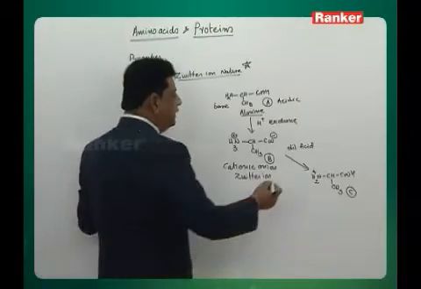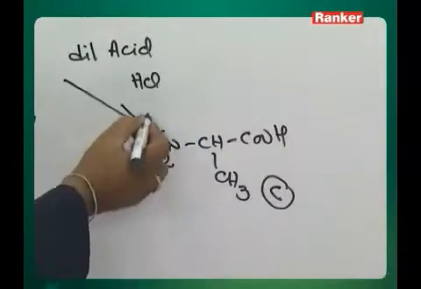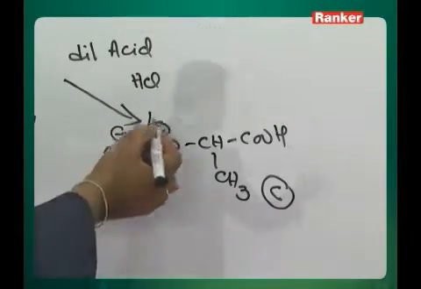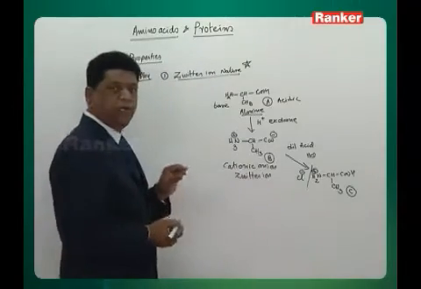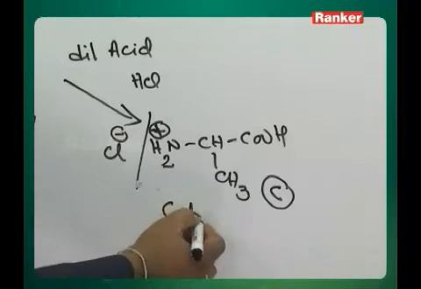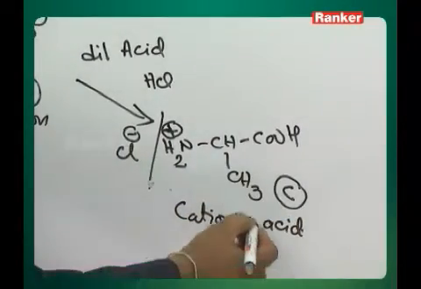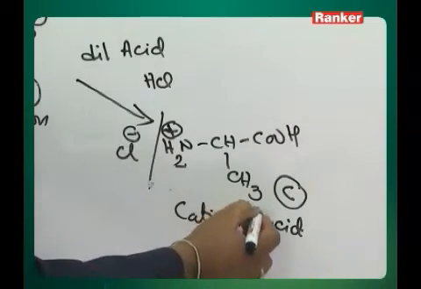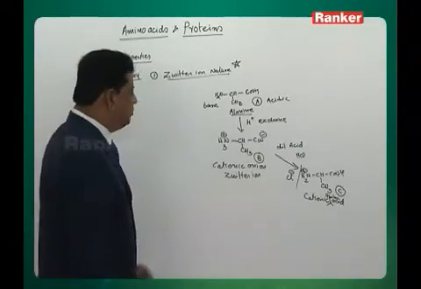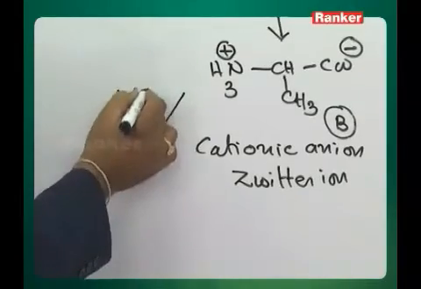Now, let us say the addition of acid is HCl. There will be a Cl minus outside, cancelling this positive charge of the amino acid. So, if you only talk about the amino acid, it is a cation. Let us call this a cationic amino acid. That has got the C structure.